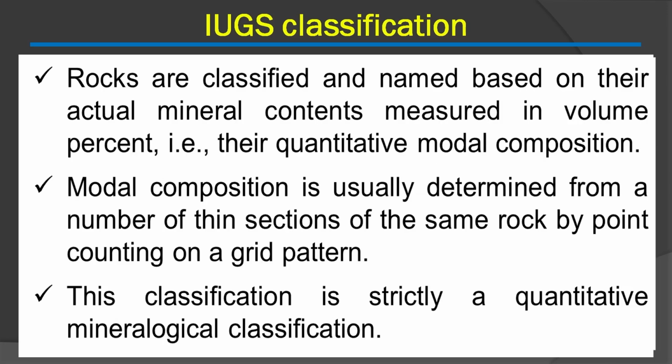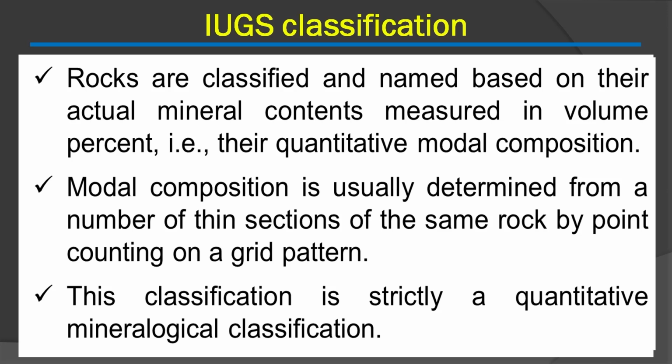Here, the rocks are classified and named based on their actual mineral contents measured in volume percent, that is their quantitative modal composition. Modal composition is usually determined from a number of thin sections of the same rock by point counting on a grid pattern. For this, we take thin sections, make grid patterns on them, and calculate the volume proportion of different minerals present by manual point counting or by automatic point counting, and that is what we call the modal composition of the rock.